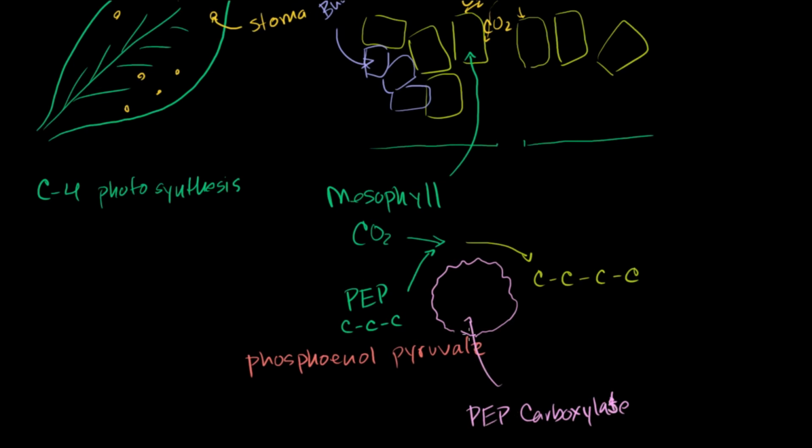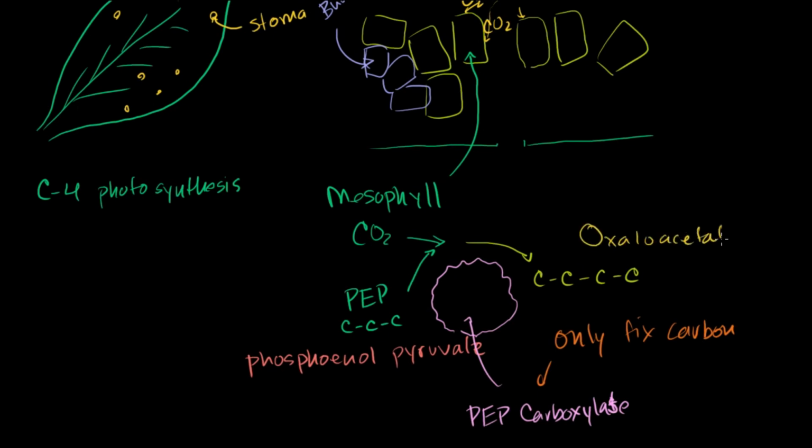And what's special about PEP carboxylase, and why it's useful in preventing photorespiration, is that it can only fix carbon, not oxygen. So you can imagine this is occurring in the mesophyll cell. You have oxygen and carbon dioxide running around here, but only carbon dioxide can react with the PEP via the PEP carboxylase. So then they react, and they actually produce oxaloacetic acid, or oxaloacetate. Let me write that.